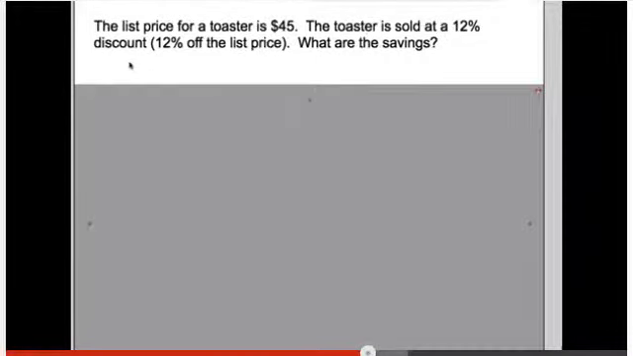Try this example, and you can use the page right in your notes after you wrote down the steps, and solve this problem. The list price for a toaster is $45. The toaster is sold at a 12% discount. Remember, that would be 12% off the list price. List price means how much it normally sells for. What are the savings? Solve this problem without a calculator, then unpause the video.